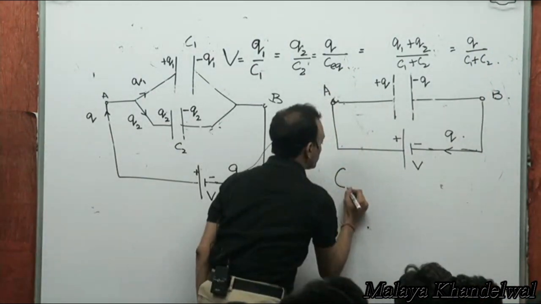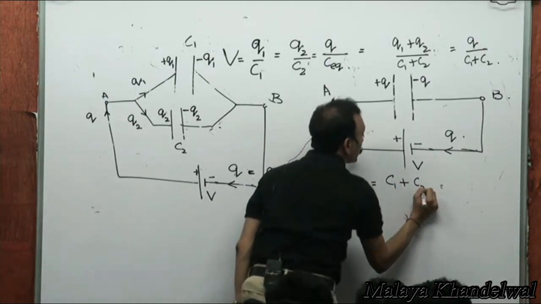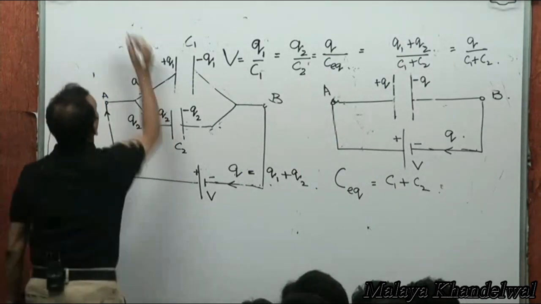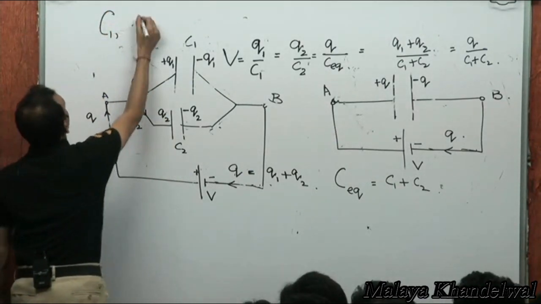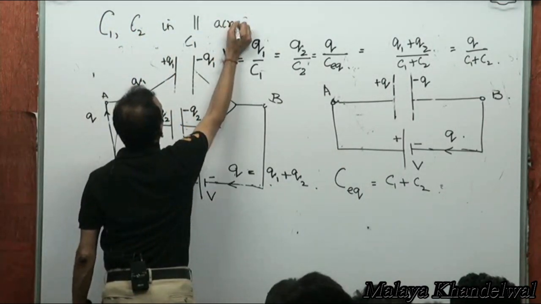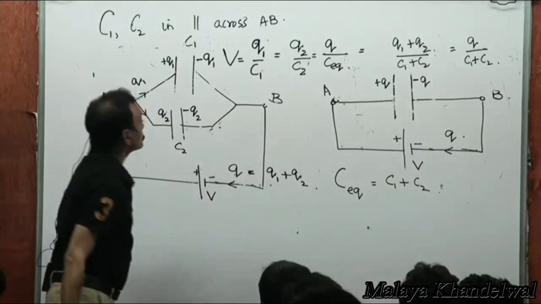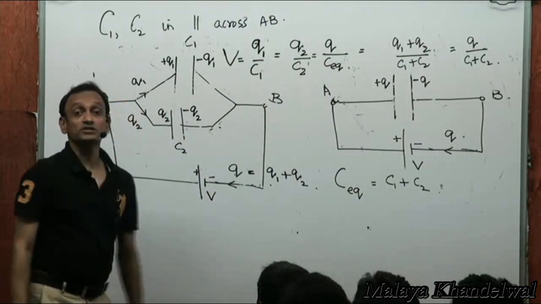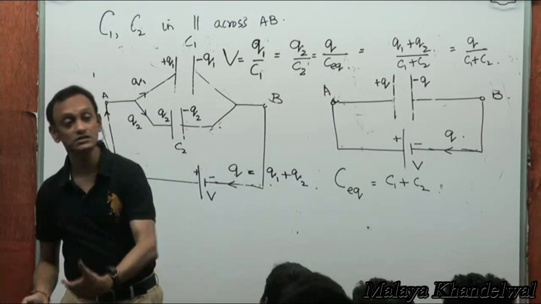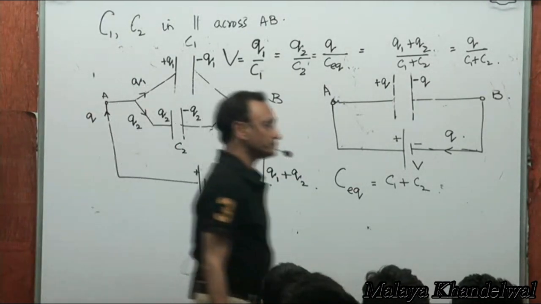So the C equivalent of this arrangement between points A and B is C1 plus C2, and this kind of an arrangement is called capacitors in parallel. C1 and C2 are said to be in parallel across AB. And capacitors in parallel are like resistors in series. Capacitors in parallel behave like resistors in series. Clear?